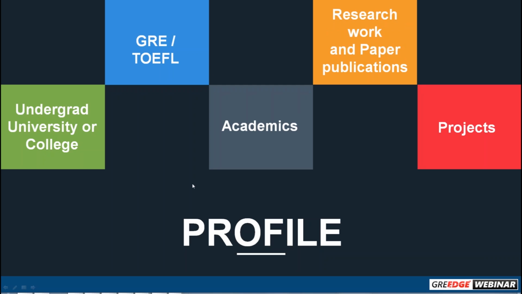Okay. These are the important things. Okay. Undergrad, university, or college. Yes, it is important. GRE, TOEFL, or IELTS. Most of you are applying for GRE, IELTS. Okay. When are you writing your GRE? How many of you are writing a GRE? How many of you are writing IELTS?